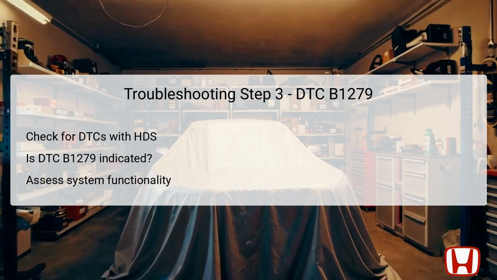This step is essential to determine if DTC B1279 still appears after the initial troubleshooting. If the code is indicated, it confirms that the issue persists within the system. In contrast, if DTC B1279 is not shown, it may indicate an intermittent failure, suggesting that the system might be functioning correctly at this moment. If the code does not appear, wiggle the related harness and check for any loose or poor connections that could have led to a temporary failure.